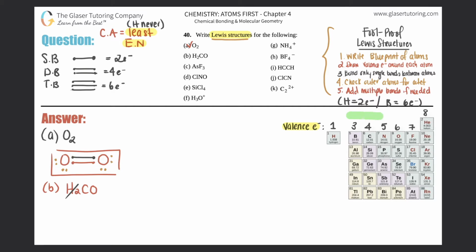So what are your electronegativity rules? As you go across the period, remember, electronegativity, I'll just put En, increases from left to right.